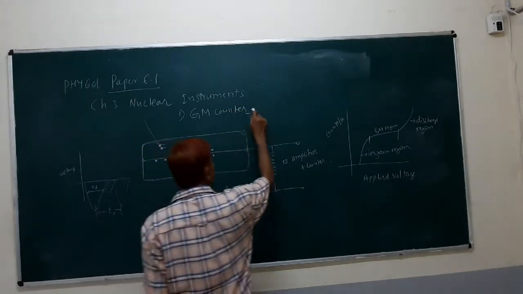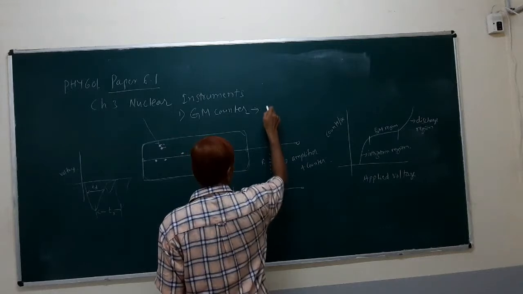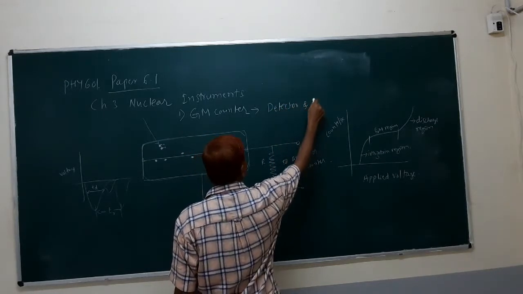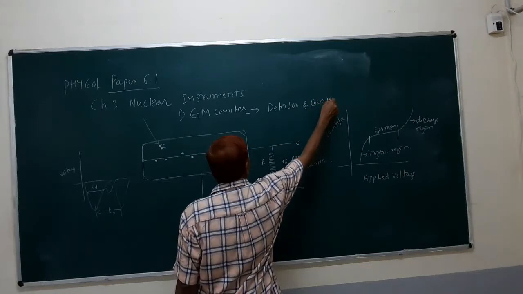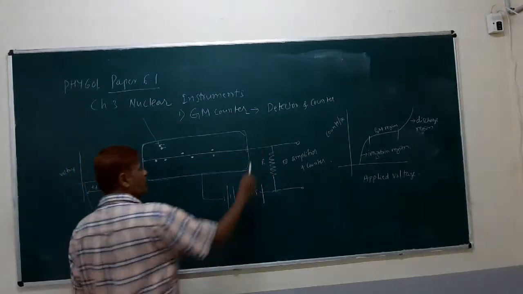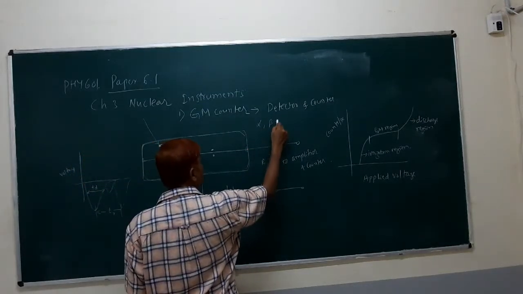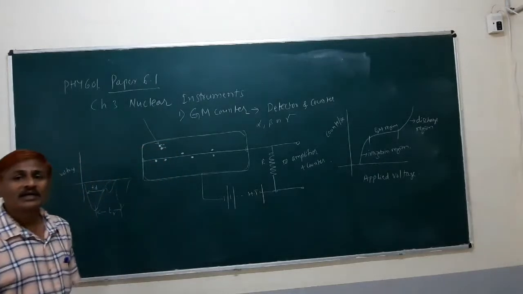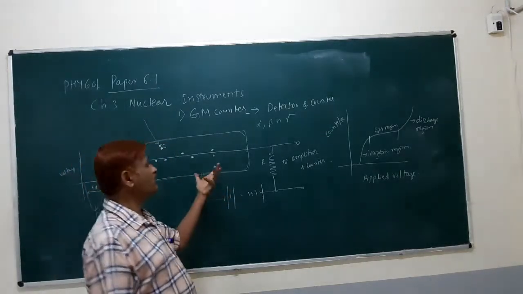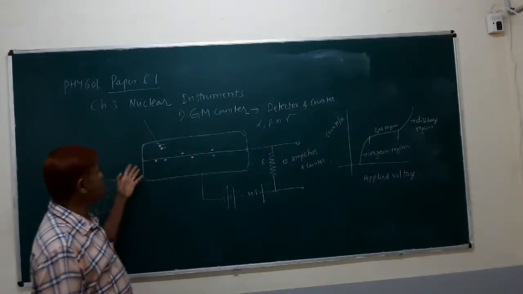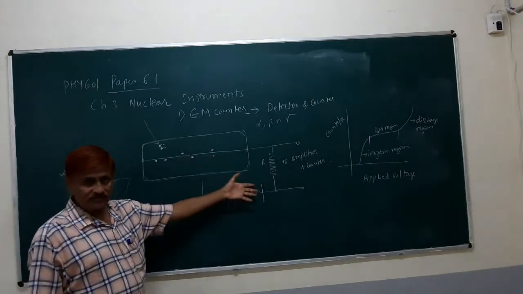It is a nuclear detector cum counter. It detects the nuclear radiations. It may be alpha, beta, or gamma, and it also counts how many radiations are emitted from the radioactive source. And this is the diagram.